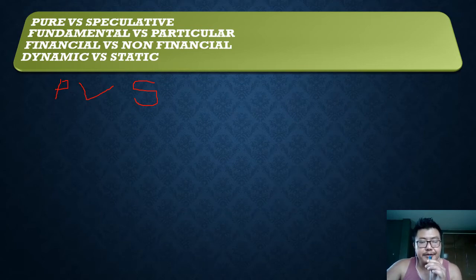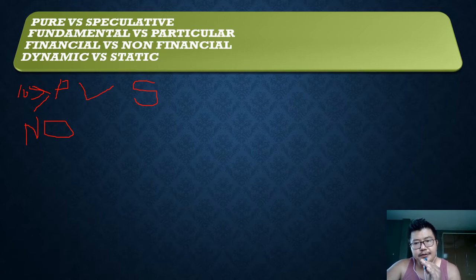In case of pure risks, there are two main occurrences. The first one is loss occurrence, and the second one is no loss. In case of pure risks, there can be two occurrences: you may lose and you may not lose.